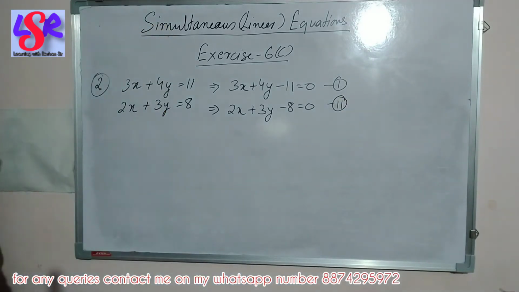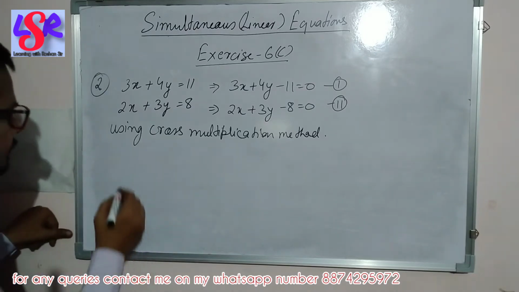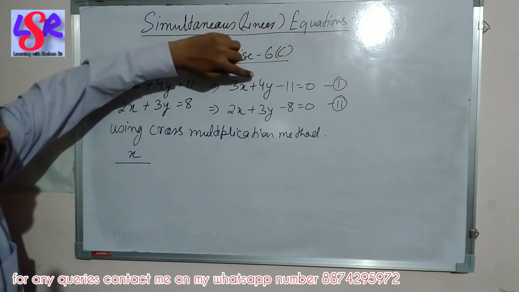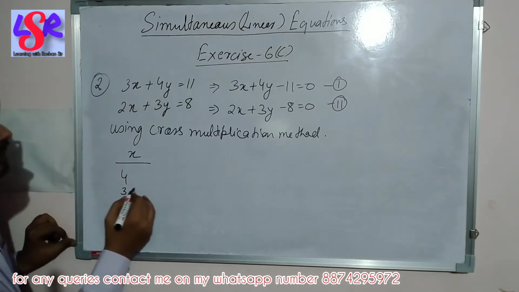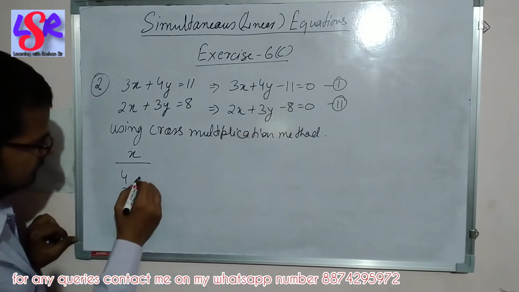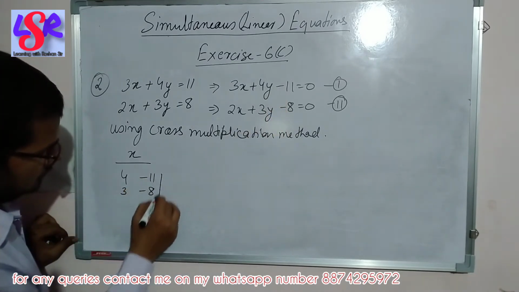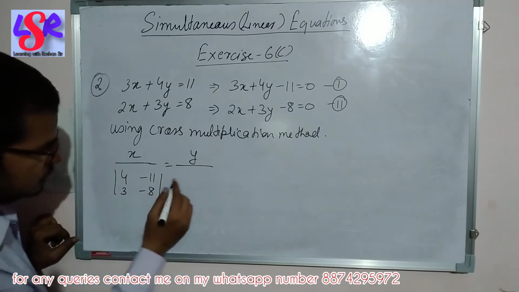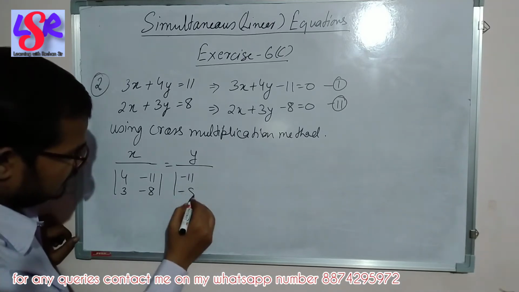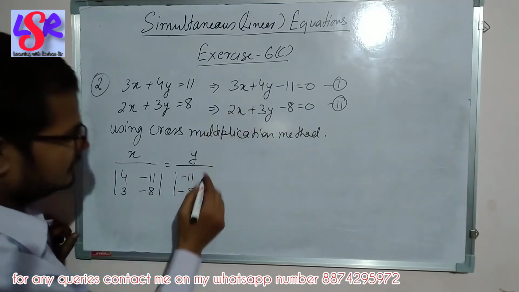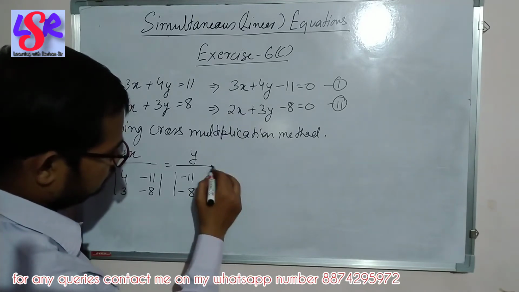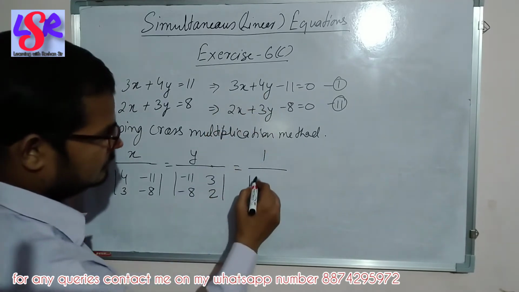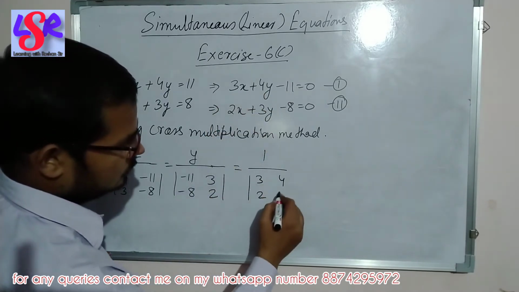Now we are going to use cross multiplication method to solve it. And here we write x upon the coefficient of y and the constant one. So we get 4, 3, then minus 11 and minus 8 equals to y upon, first of all we are going to write these two, that is minus 11 and minus 8, then the coefficient of x, that is 3 and 2, then 1 upon coefficient of x and y, that is 3, 2, 4 and 3.